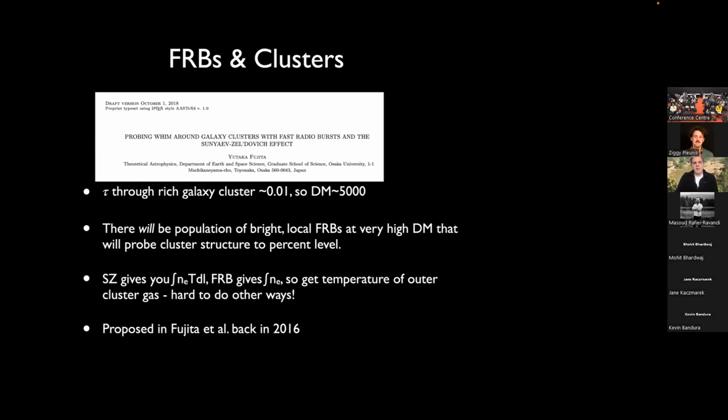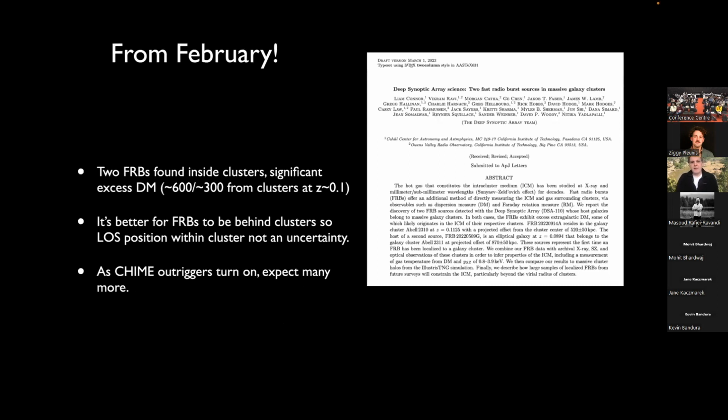So this was proposed. I think the first paper I know of that proposed this, I was trying to convince other people to write one, but I failed to get there in time. It was proposed by Fujita et al. back in 2016. And our own Liam Connor, along with the DSA team, just published a couple detections of FRBs that are probably inside clusters with excess DMs of several hundred that probably are starting to tell us something about cluster structure. Now, it's really hard to do this without localizations, and you really want the FRBs to be behind the clusters, not in the clusters, so you don't have to worry about where they're happening. But I think this is a very exciting thing.